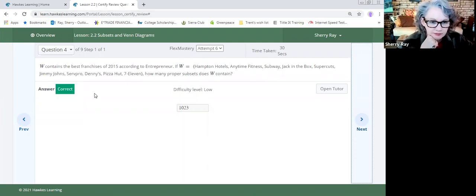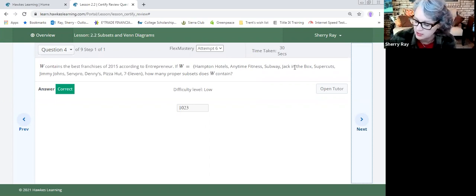W contains the best franchises of 2015, according to Entrepreneur. W is Hampton, Anytime Fitness, Subway, Jack in the Box, Supercuts, and so on. I'm going to count the number of elements in W. We have Hampton Hotels, Anytime Fitness, Subway, Jack in the Box, Supercuts, Jimmy John's, ServPro, Denny's, Pizza Hut, and 7-Eleven. I have 2 to the power 10. And it's asking for proper subsets, so I'm going to take 2 to the power 10 minus 1.